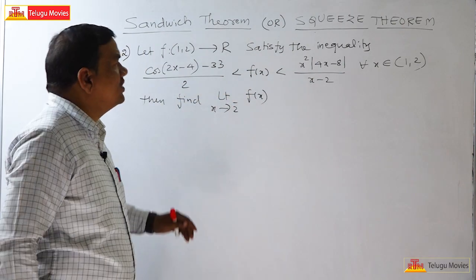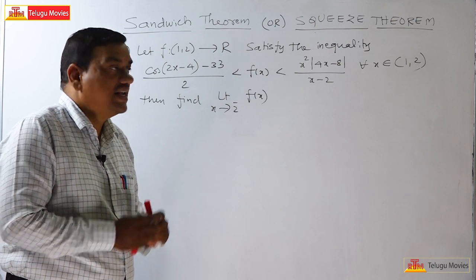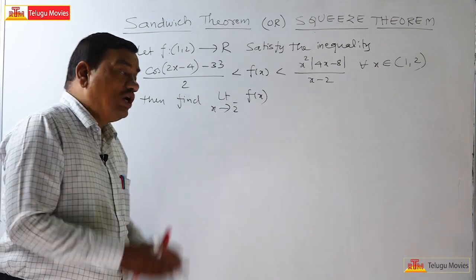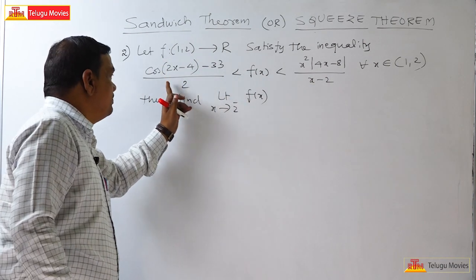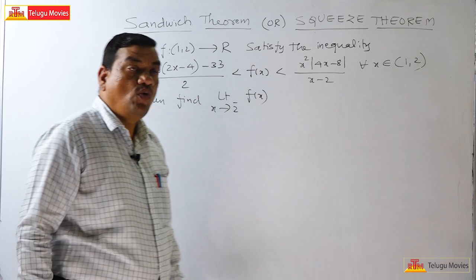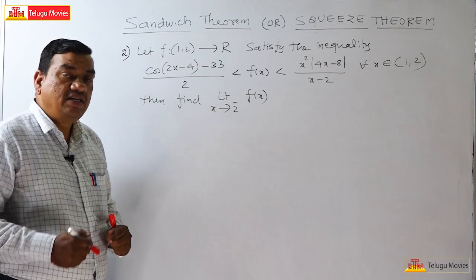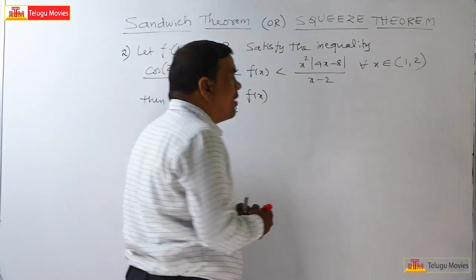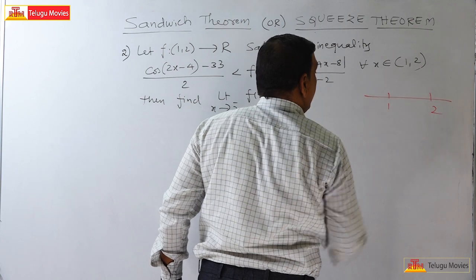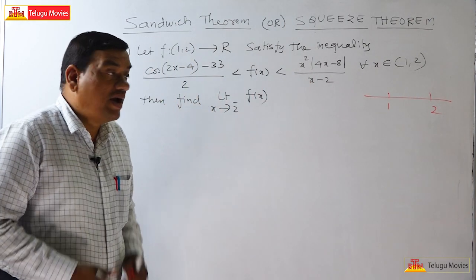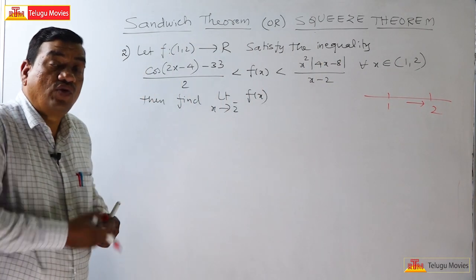For all of the domain, from 1 to 2, whatever number you substitute, and there are infinite real numbers except 1 and 2, the function f of x lies between this function and this function. Now we have to find the limit as x tends to 2 minus. Here we are taking the domain 1 to 2, so limit as x tends to 2 minus means we are approaching x to 2 from the left side.